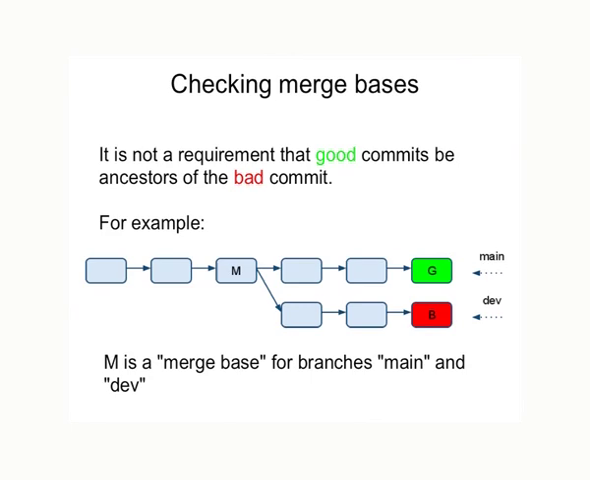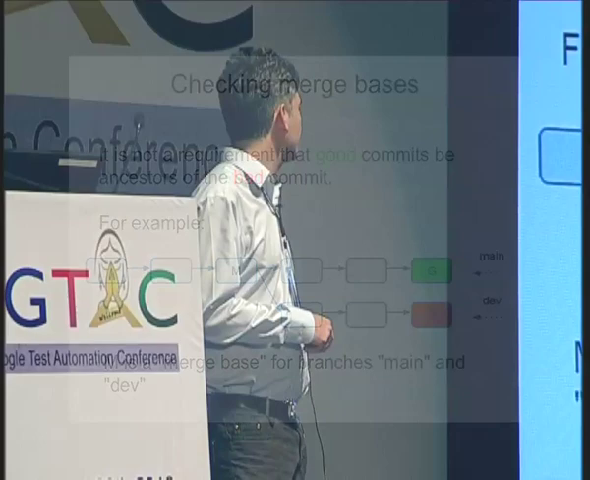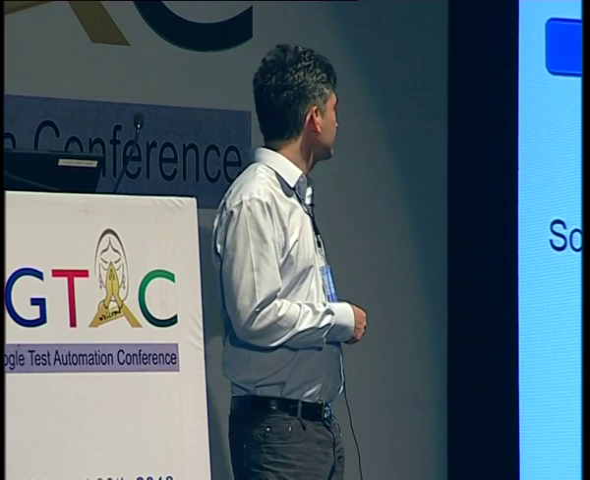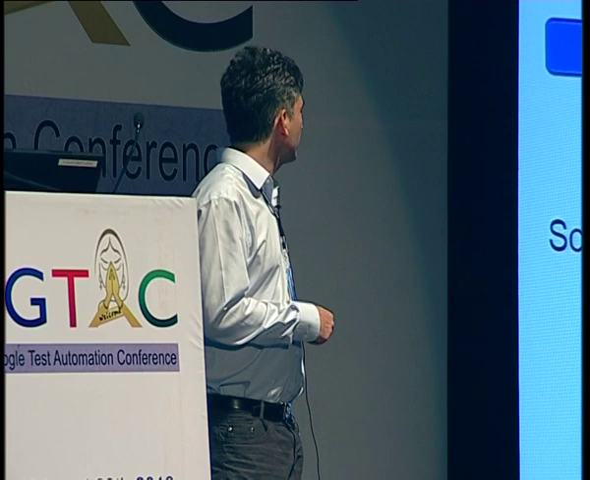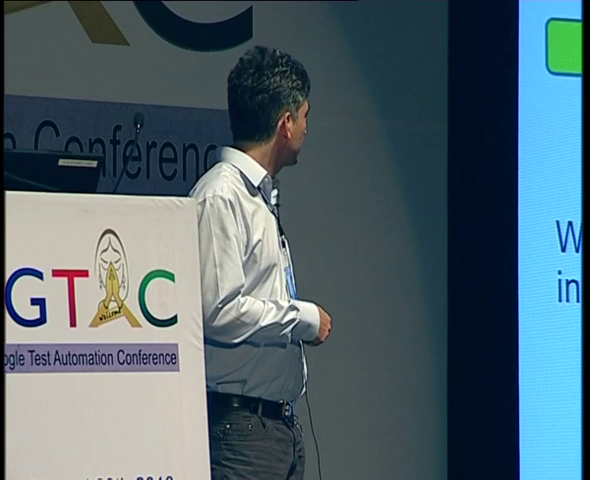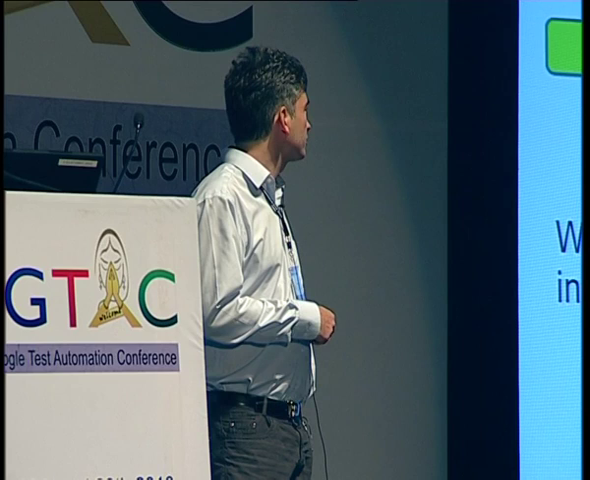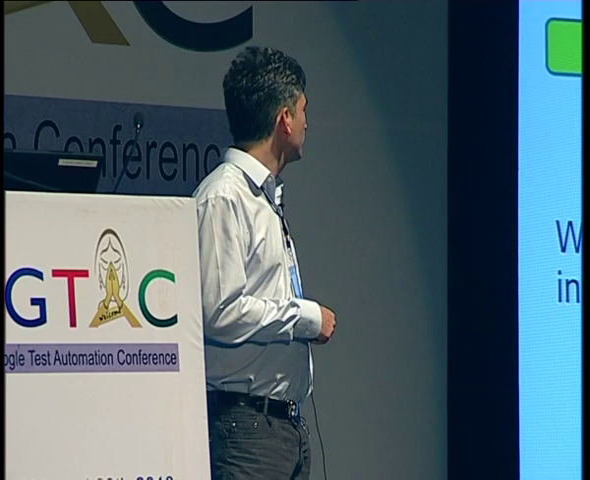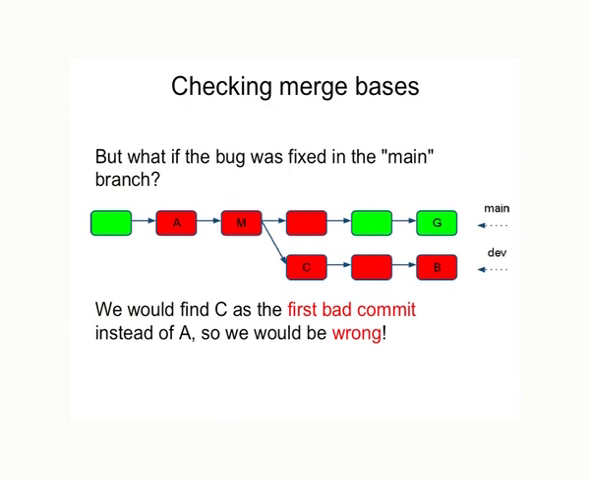And there is another interesting case where you know that a branch called main is good and a branch called dev is bad, for example. There you cannot apply the bisection algorithm as it is, because otherwise you will remove all these commits and so you will bisect on this. But what can happen is that the bug may have been fixed in the main branch already. And in this case, if you remove all these commits, you will find C as the first bad commit, and this is wrong because A is the first bad commit.